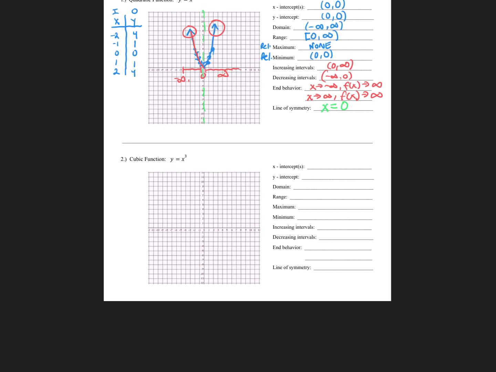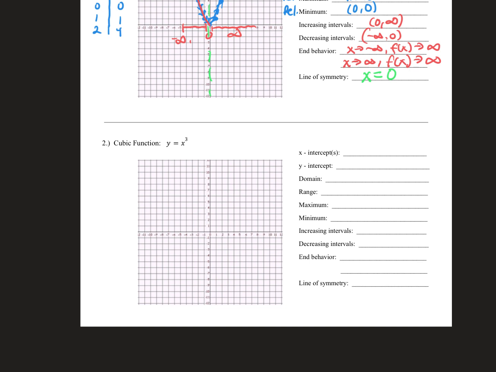All right. Function number 2, we have a cubic function. So similar to what I did in the first one, I'm going to start by just making a quick table. X will be input, y will be my output.